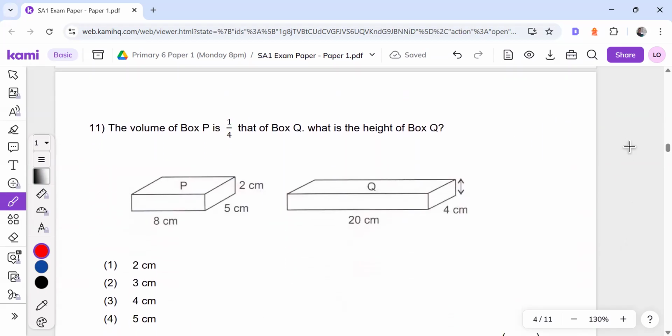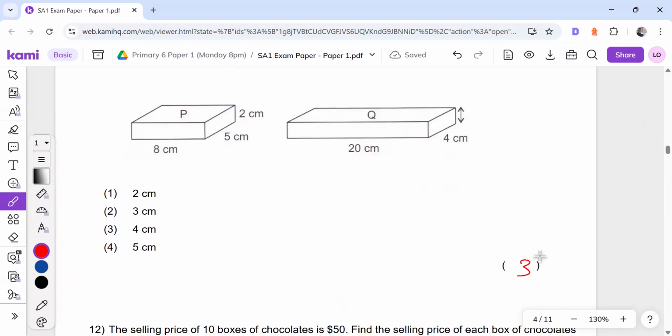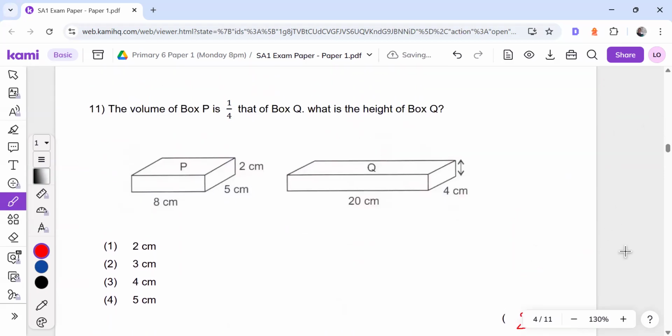Question 11. Okay, question 11, the answer is number 3. Okay, number 3, there is a concept here. When there's a fraction, what do you do? You must point the arrow. If the fraction is in the middle, the numerator points to box P, and the denominator points to box Q, which is 4 units.